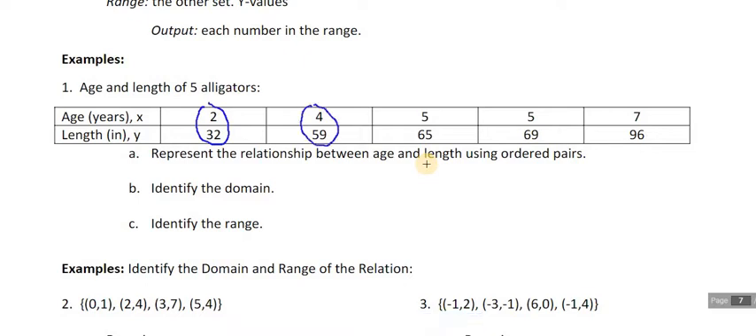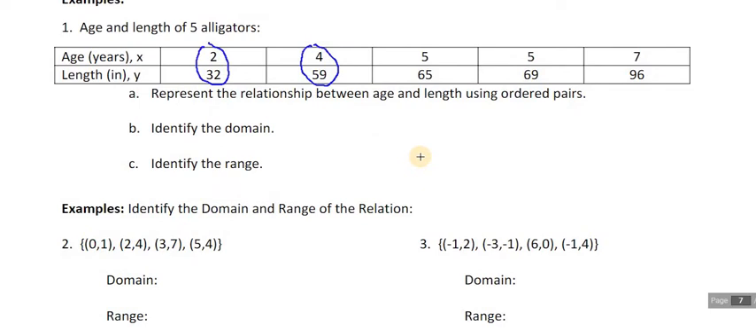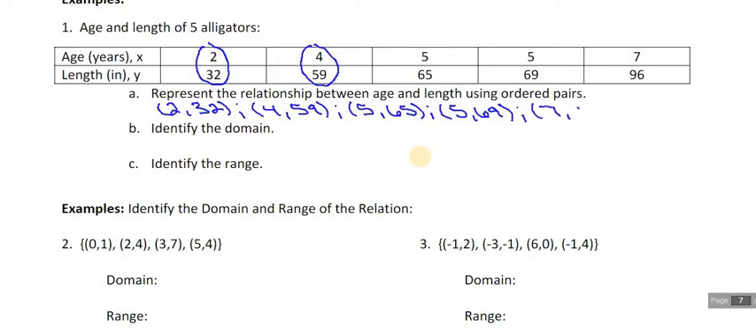I'm not going to continue all the way through. We're just going to go ahead and write those ordered pairs. When x is 2, y is 32. When x is 4, y is 59. When x is 5, y is 65. We've got another x of 5 with a y of 69. And when x is 7, y is 96.